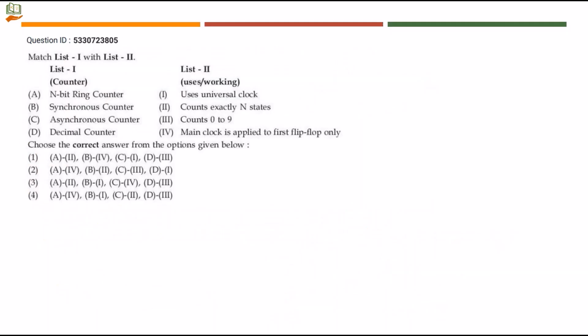Next question. Match list 1 with list 2. List 1 is about the counter. List 2 is about the uses or its working. We have n-bit ring counter, synchronous counter, asynchronous counter and decimal counter. From the term decimal counter, we know it is going to involve only the decimal digits 0 to 9. Decimal counter ranges from 0 to 9 and binary counter is about 0 and 1. Based on this idea, we can map D to 3. D3 is available in 3 options, so the second option can be ruled out here.